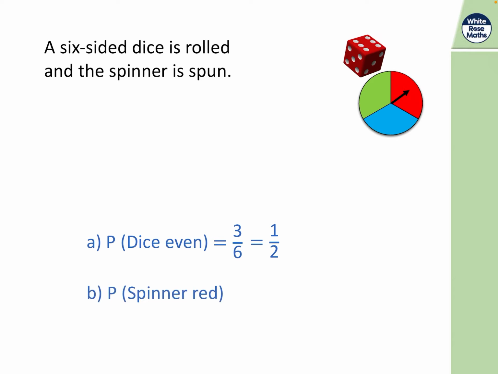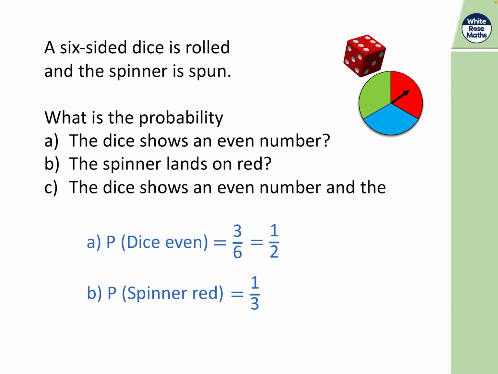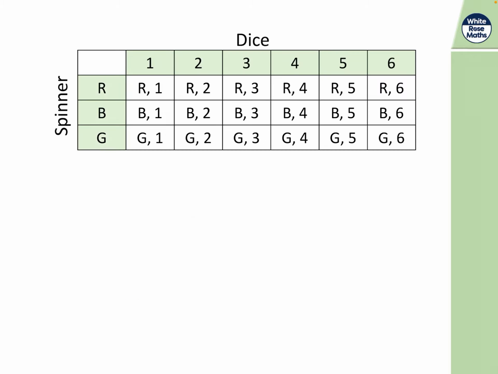For the spinner, there is 1 section which is red out of 3 sections altogether, so the probability that it lands on red is 1 out of 3. And then for the probability that the dice shows an even number and the spinner lands on red, we need to look at all the different combinations of things that can happen. For this, we use this kind of table, which we call a sample space diagram.